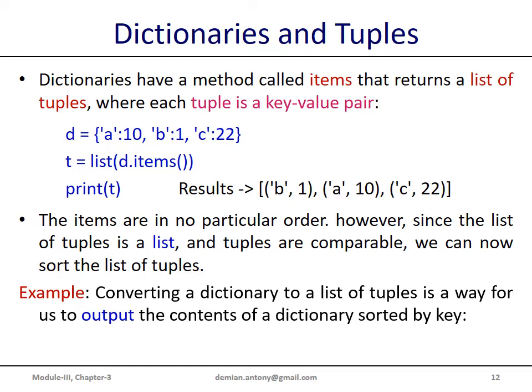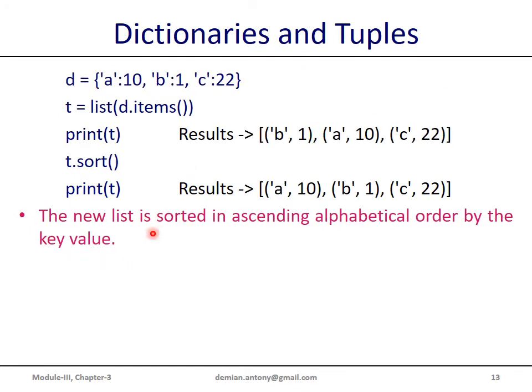Let's take up one example of converting the given dictionary items into a list and then sorting the list based on the keys of a dictionary. Take up a dictionary with three elements, D with the three elements, and D dot items will create a list of tuples having key value pairs.